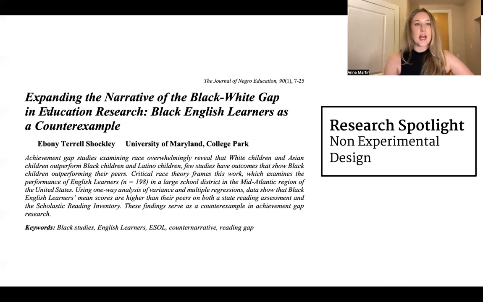So as you can see in the title, they're trying to give a counter example to a lot of the research about the racial achievement gap. And so you can see here, they had 198 participants in a large school district. So this is something else that you're going to be doing in your research proposal, is describing the research setting. So you can see an example of that here, a large school district in the Mid-Atlantic region of the United States. And so here you can see the statistics that they use.